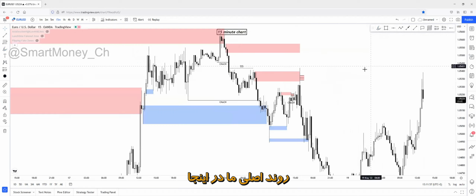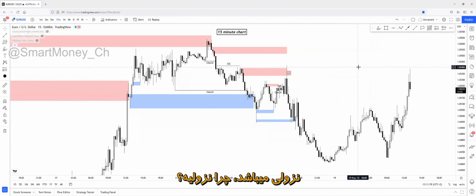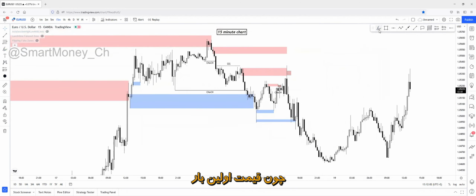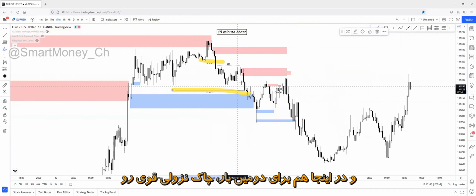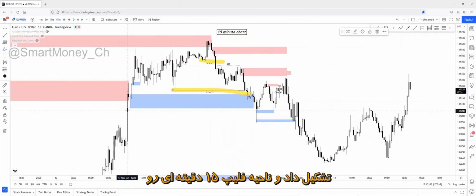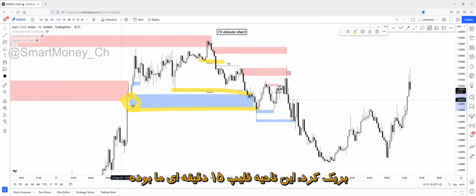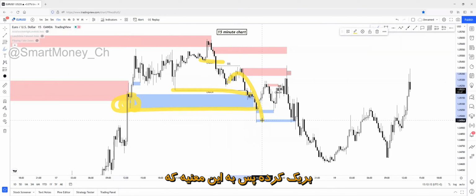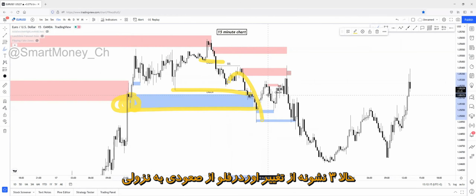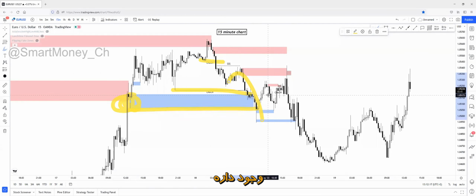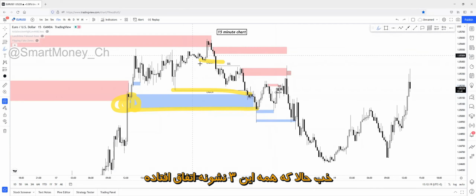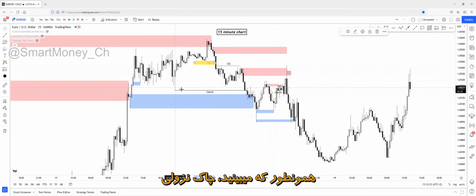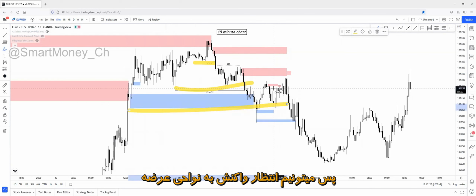Our main trend right here on the 15-minute chart is bearish. Why is it bearish? Because price has changed character here in the first place, a strong change of character here in the second place, and broke below a 15-minute flip zone. This was our 15-minute flip zone. So it broke below our 15-minute flip zone, meaning it has 3 signs of changing the order flow from bullish to bearish. All 3 signs have happened, as you can see: change of character, demand break. So we can expect supply reactions, and we can expect short continuations over long continuations to the upside.